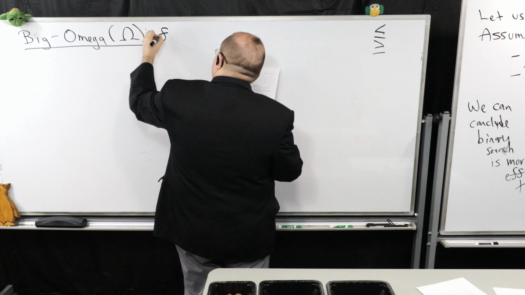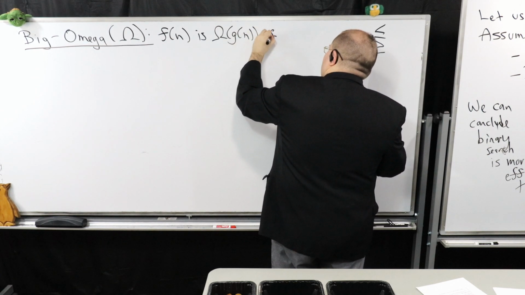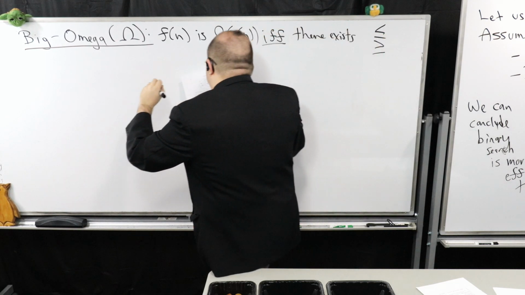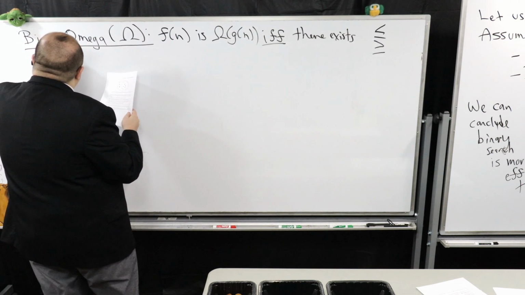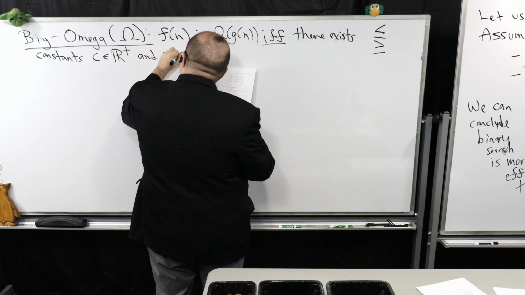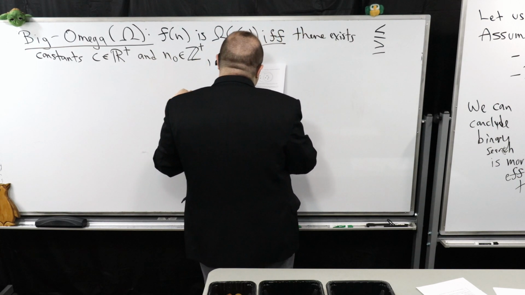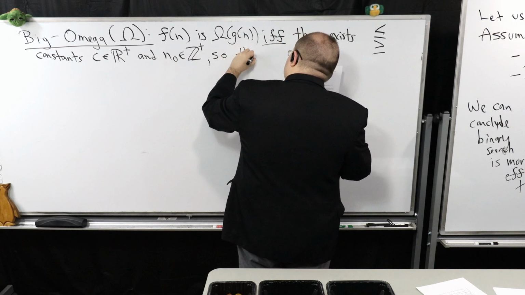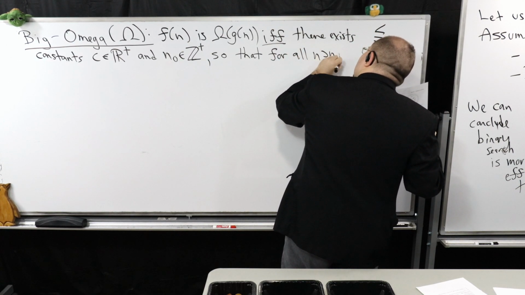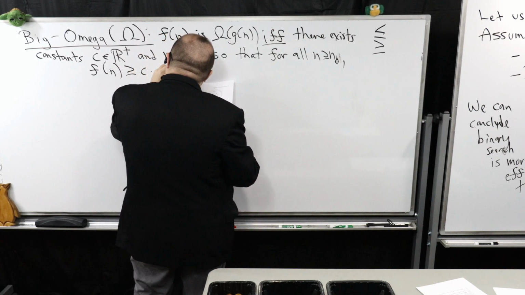So I'm going to say f is big omega of g if and only if there exist constants c. Remember, we're going to have a c and an n0 just like before. I'm writing this a little more briefly as opposed to using full words, because the definition is going to be almost identical. So that for all n greater or equal to n0, f of n is greater or equal to c times g of n.